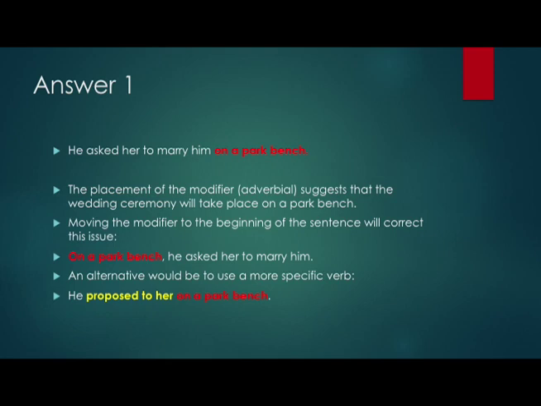We can very simply just move that modifier, that adverbial, to the beginning of the sentence and end up with, on a park bench, comma, he asked her to marry him. That will fix it. The alternative would be to just use a more specific descriptive verb, in this case, to propose. He proposed to her on a park bench. So with proposed to her, it's clear that this is an act of asking her to marry him, so then it's fine to just finish with the modifier.